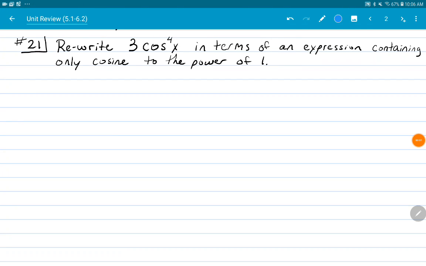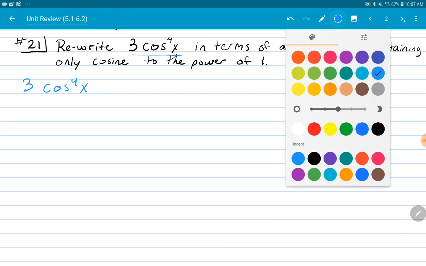On our unit review sheet, number 21, we want to rewrite 3 cosine of the fourth power of x in terms of an expression containing only cosine to the power of 1. We will have more than one cosine, but they'll be to the power of 1. So let's start with this guy, 3 cosine to the fourth of x.